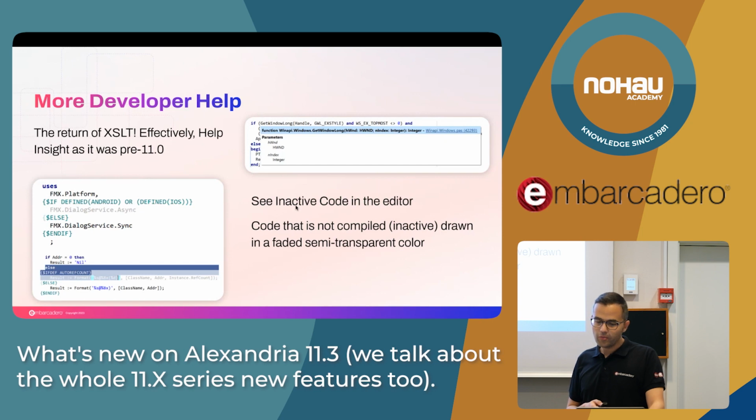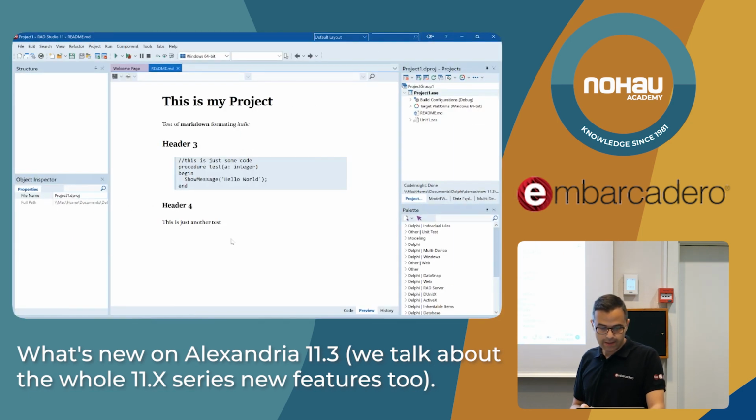And also, another of my favorite new implementations is seeing inactive code in the editor. So if you're using compile directives, now you can see if the code is not going to be compiled, because it's grayed out, which is very, very helpful if you're in multi-platform development, because sometimes you need to tweak a few things based on the platform. So you know at a glance what is going to be compiled and what is not. So let's quickly see a demo of this.